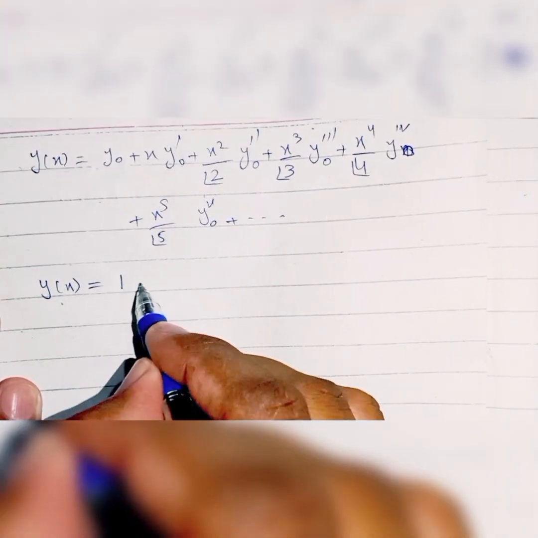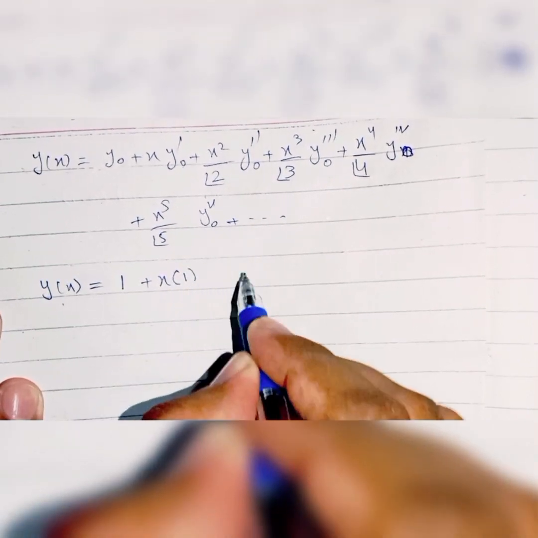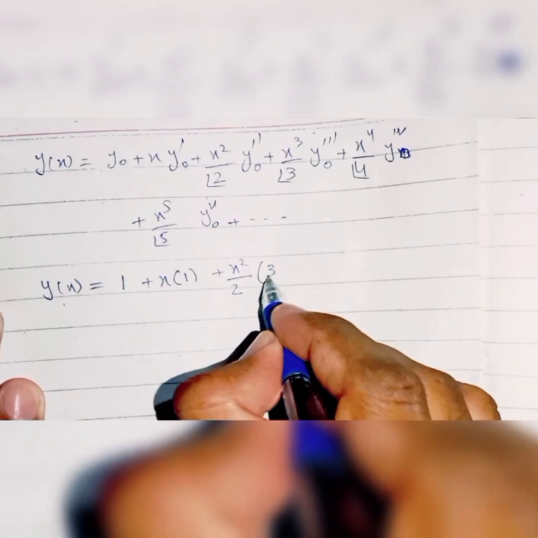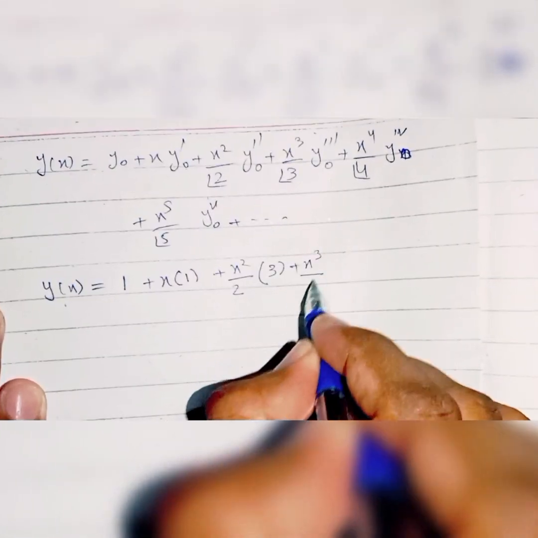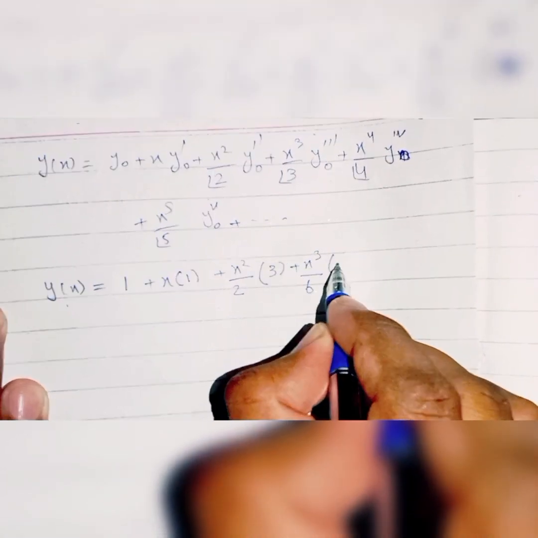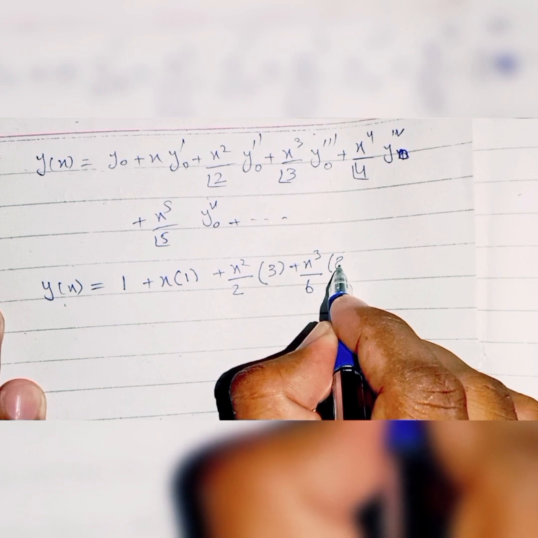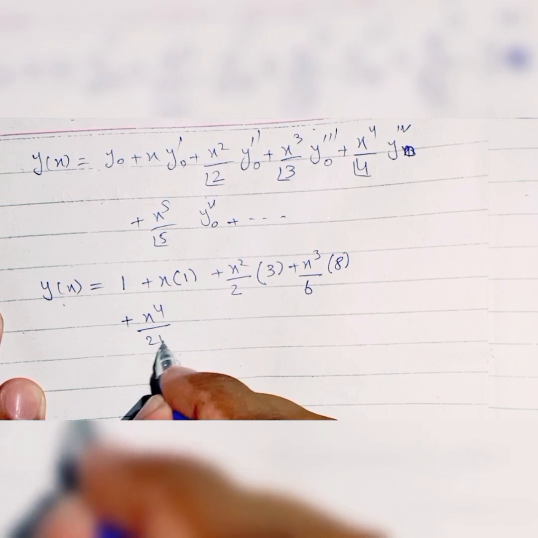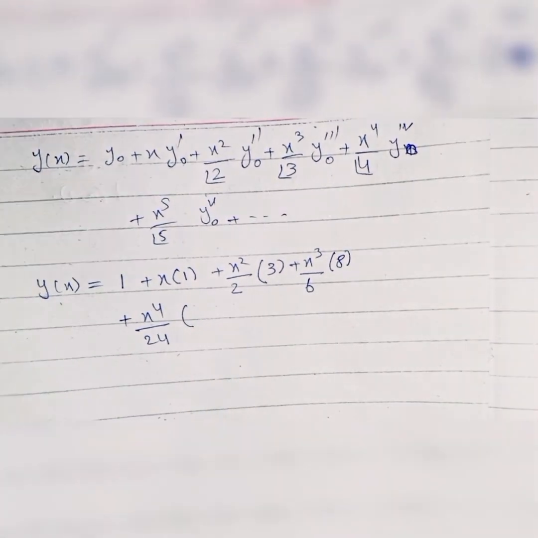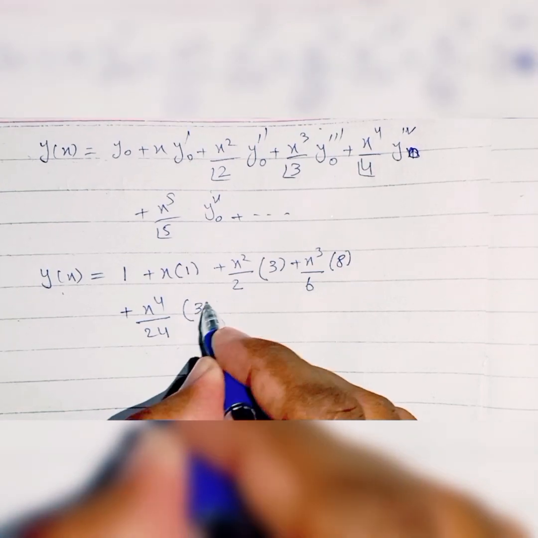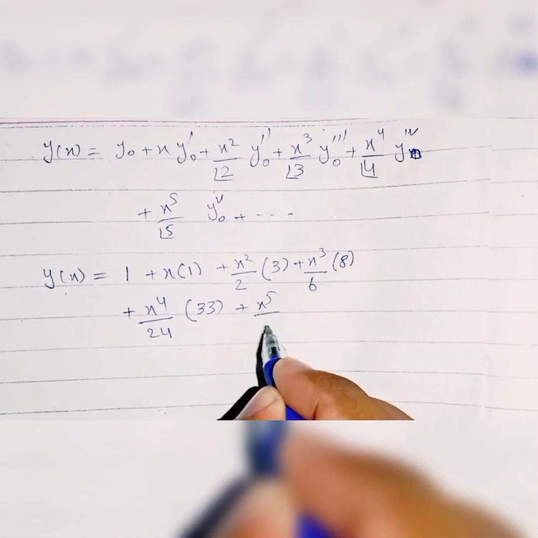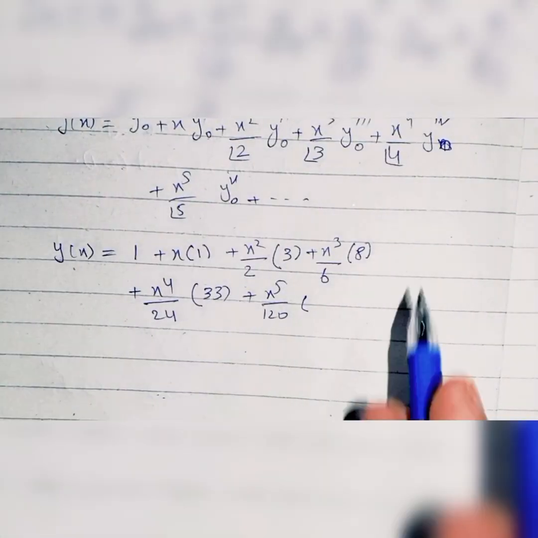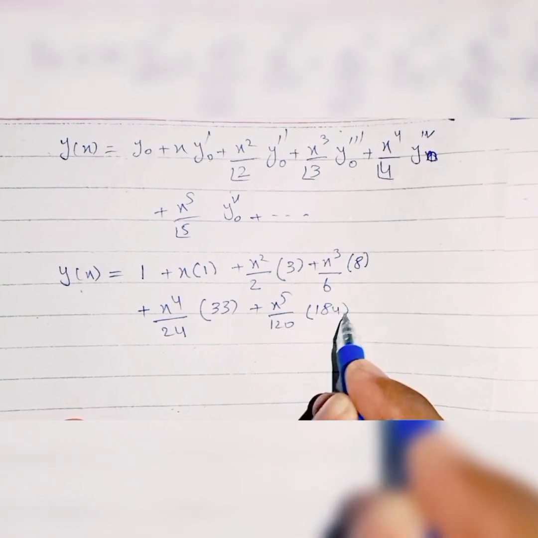y naught is equal to 1, plus x times y prime naught which is also equal to 1, plus x square over 2 factorial, which is 2, and y double prime naught is equal to 3, plus x raised to power 3 over 3 factorial, which is 6, and y triple prime is equal to 8, plus x raised to power 4 over 4 factorial, which is 24, and we know that 33, and x to the power 5 over 5 factorial, which is 120, and the value of the fifth derivative at point x naught is 184, plus so on.